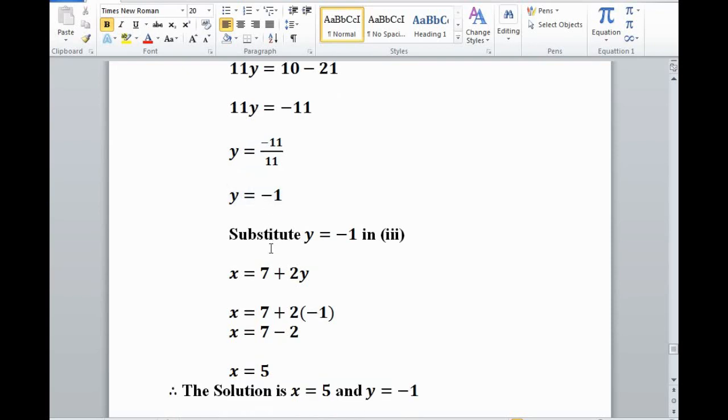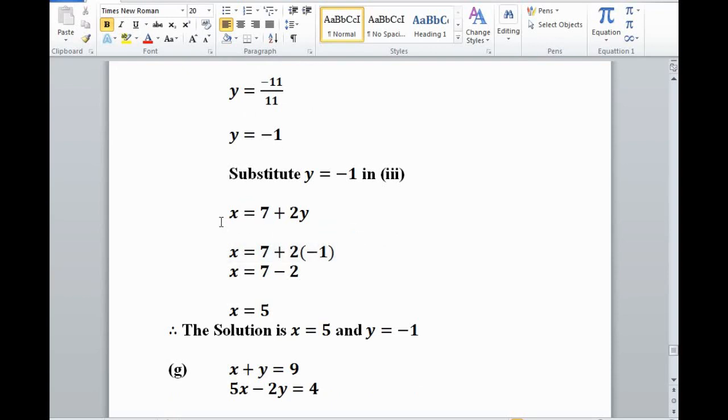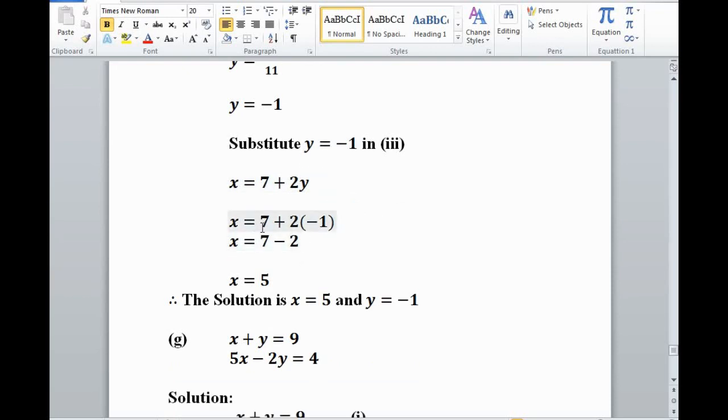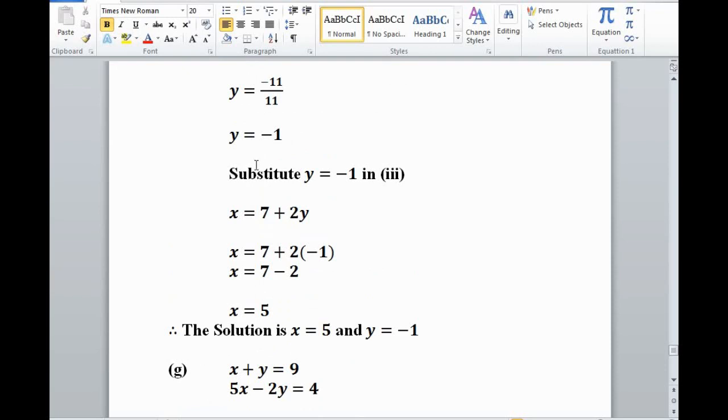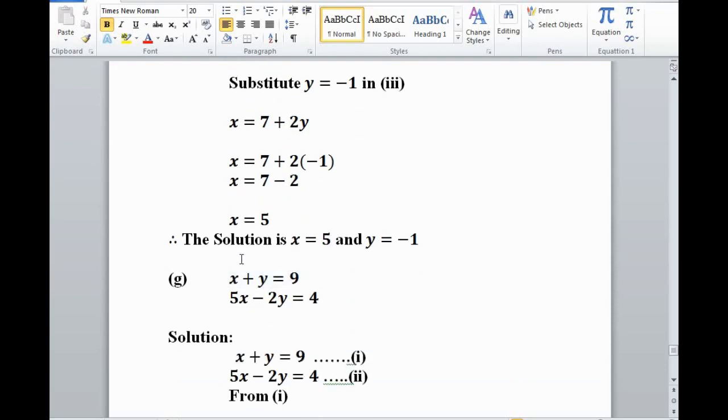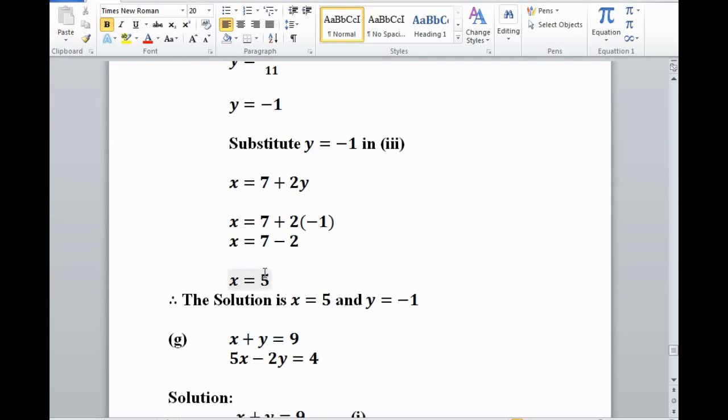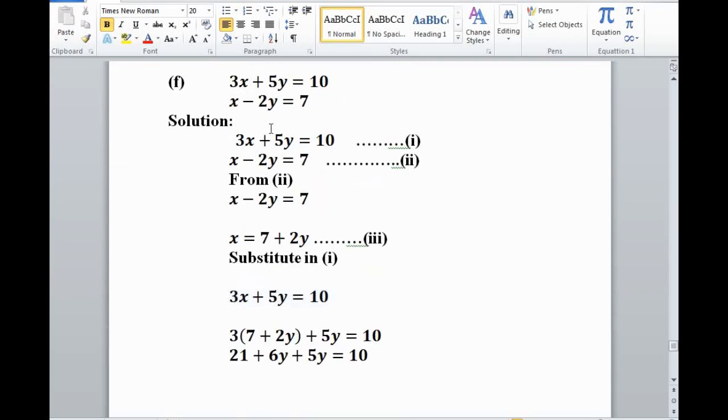To find x, let's substitute y equals negative 1 in equation 3. So first I will write equation 3, which is x equals 7 plus 2y, and then I will replace y by negative 1. This equation becomes x equals 7 plus 2 multiplied by negative 1. 2 multiplied by negative 1 is negative 2, and 7 minus 2 is 5. So therefore, the solution is x equals 5 and y equals negative 1. Now these two values of x and y satisfy the given equations, equation 1 and equation 2.